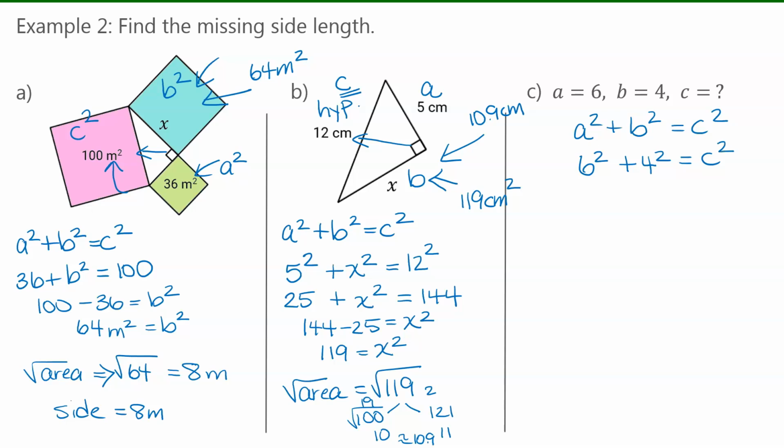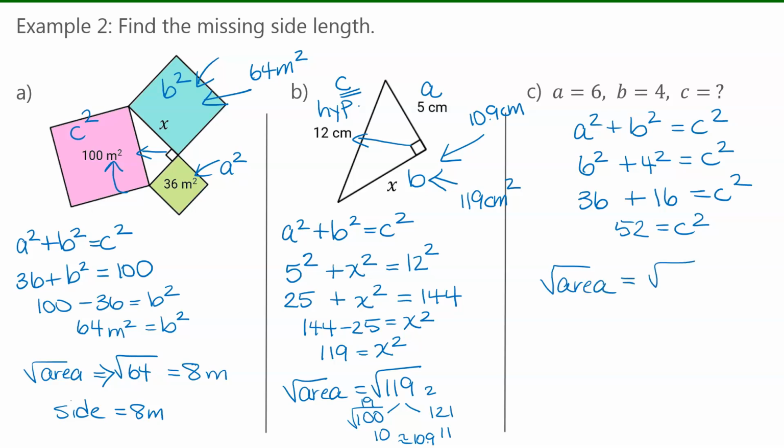So 6 squared, 6 times 6 is 36. 4 squared, that's 4 times 4, which is 16. Add those together, and I should get c squared. So 36 plus 16 gives me 52. 52 is the square. It's c squared. We don't want the square. We want the side length. So to find the side length, I square root the area.